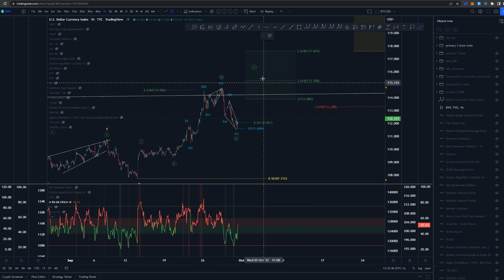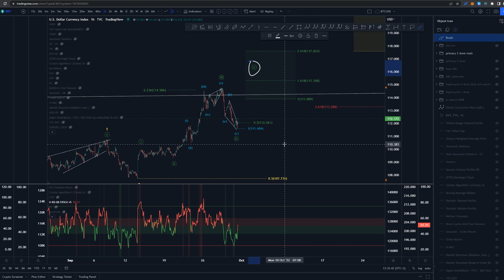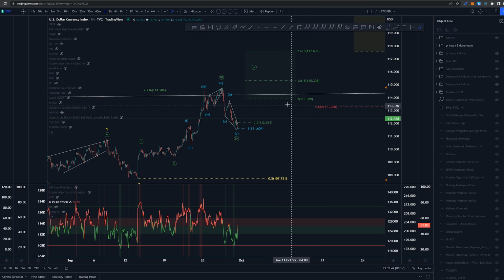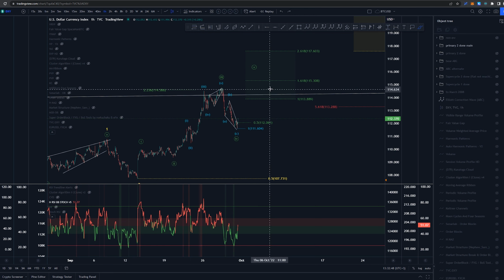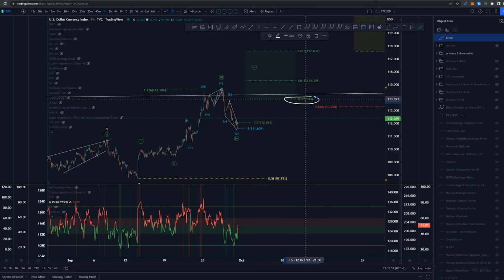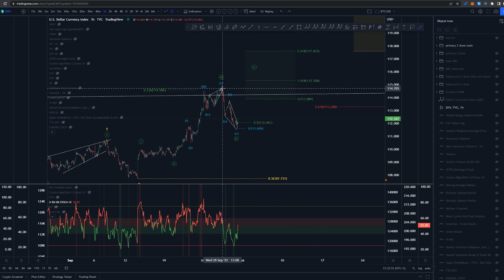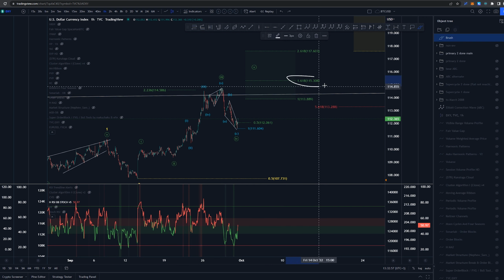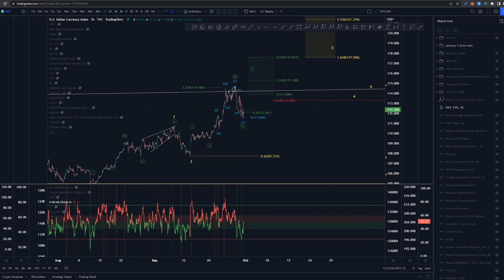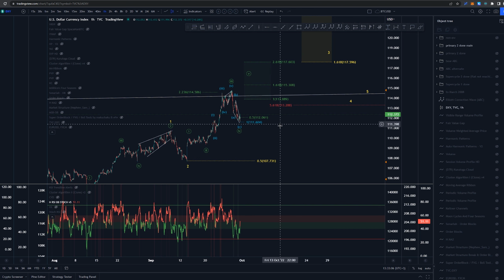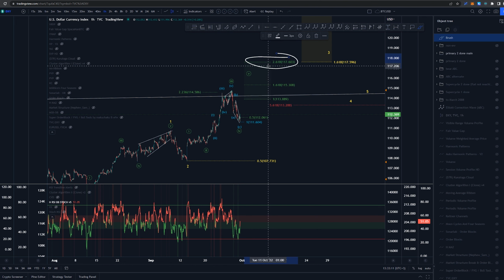Now, what is the next thing to expect is this wave 5. A 1-to-1 extension of this wave 3 from wave 1 would only get to less than $113, and less than the top we already made. So I don't consider that a possibility. The first target for me would be the 1.618 extension here, $115.3 would be the first thing. Now if wave 5 is going to be extending as well, we would get another target here at 2.618.